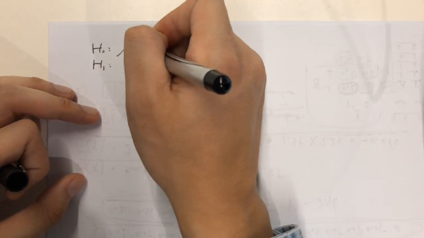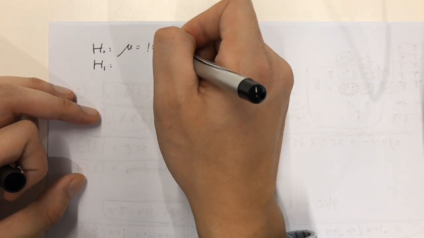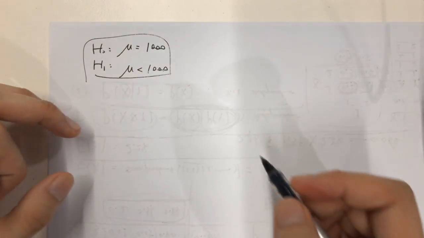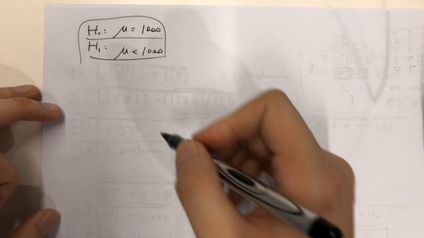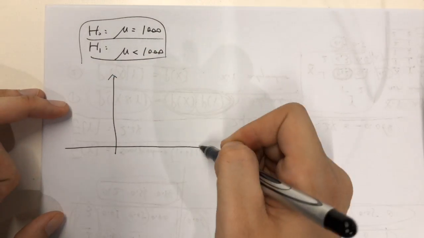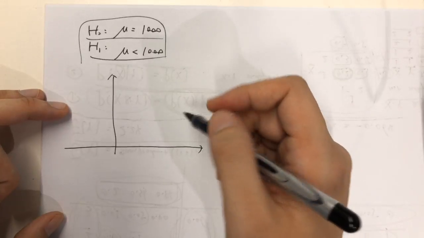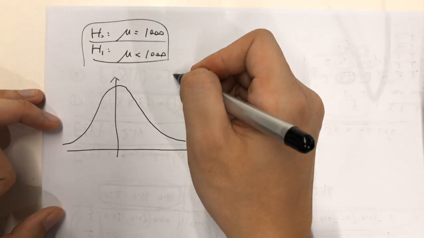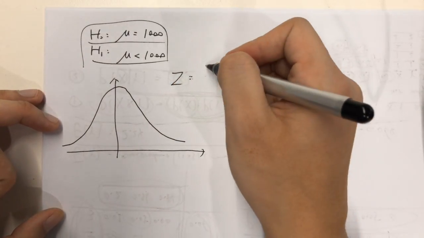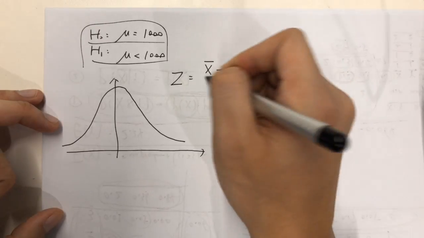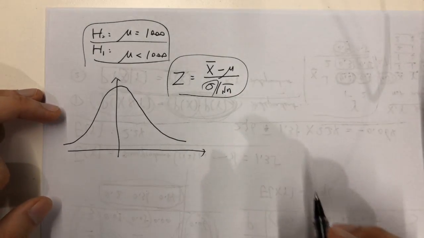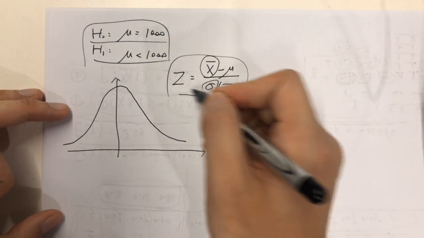For example, mu equals, let's just take 1000 as an example, okay? And mu less than 1000. So if we want to make a decision if we reject or not reject the null hypothesis, we are actually observing the test statistic, right? For example, if a test statistic is z, it is calculated by x bar minus mu divided by sigma divided by square root of n. So for example, we know the population variance, okay? And we are actually observing x bar and calculating z.